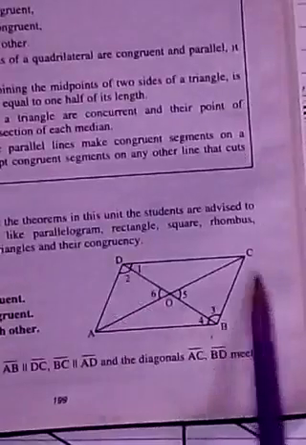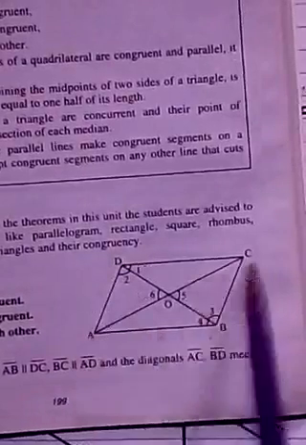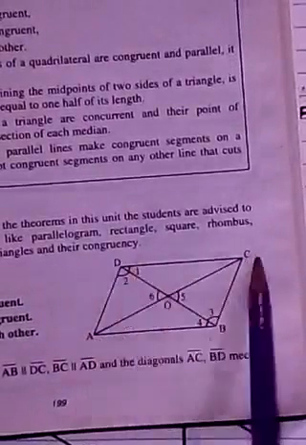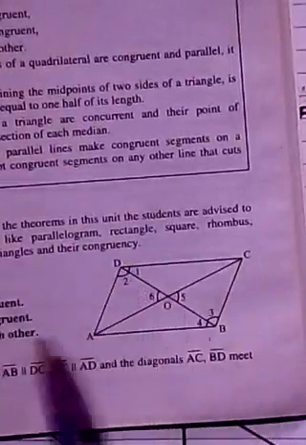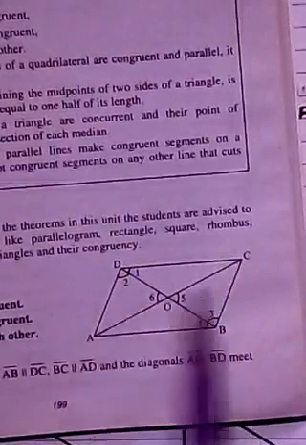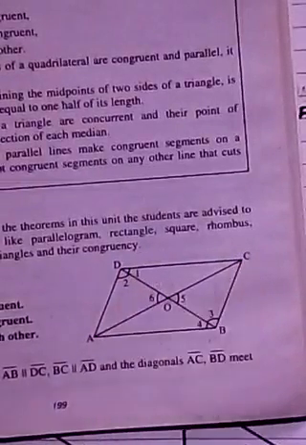This is a parallelogram. Now AD equals BC because opposite sides are congruent. AB equals DC. Now opposite angles are congruent. Angle D equals angle B, angle C equals angle A. Now the diagonals bisect each other at point O.